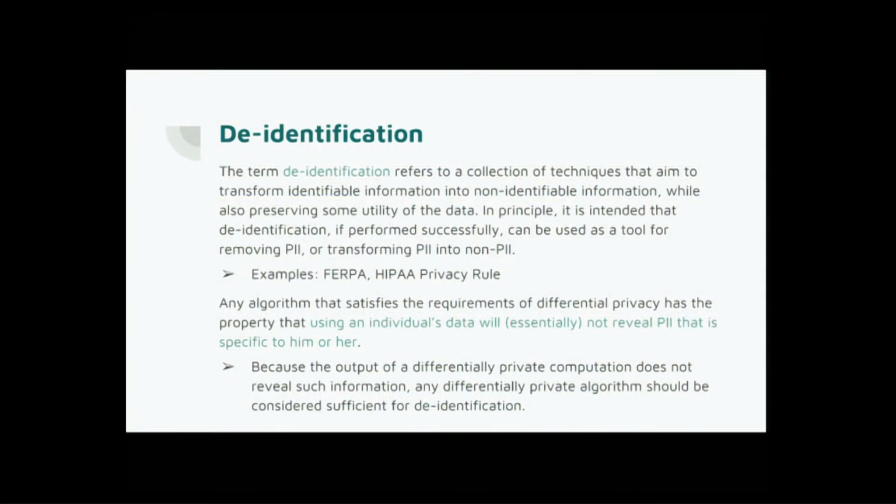Moving next to de-identification. This term refers to a collection of techniques that aims to transform identifiable information into non-identifiable information while also preserving some utility of the data. In principle, it's intended that de-identification, if performed successfully, can be used as a tool for removing PII or transforming PII into non-PII. Examples include FERPA and the HIPAA privacy rule, which explicitly refer to de-identification. Any algorithm that satisfies the requirements of differential privacy has the property that using an individual's data will essentially not reveal PII that's specific to him or her. Based on this, you can argue that because the output of a differentially private computation does not reveal such information, any differentially private algorithm should be considered sufficient for de-identification.